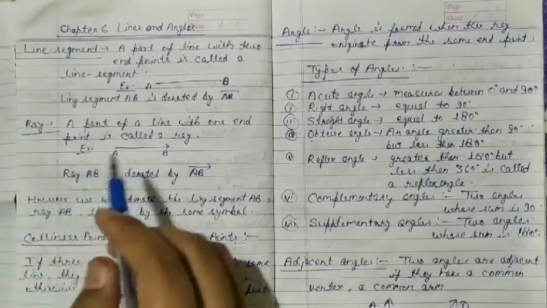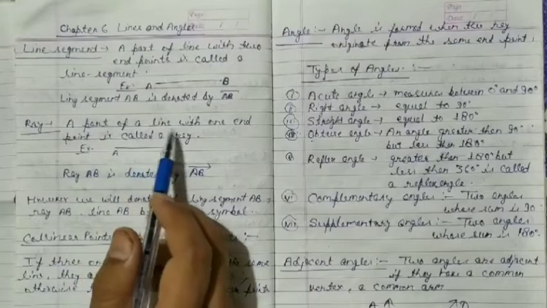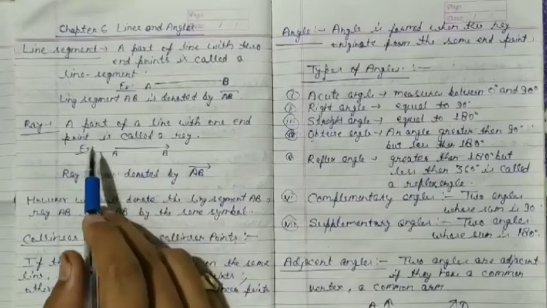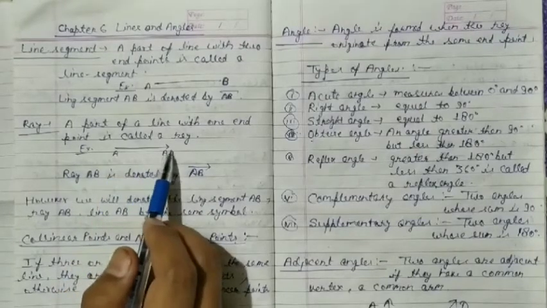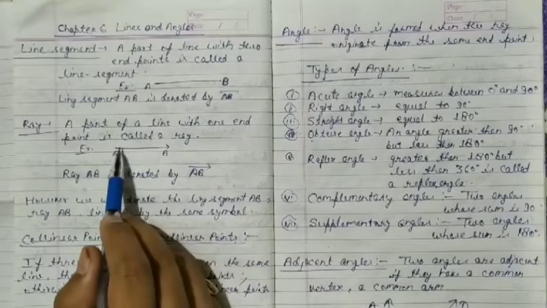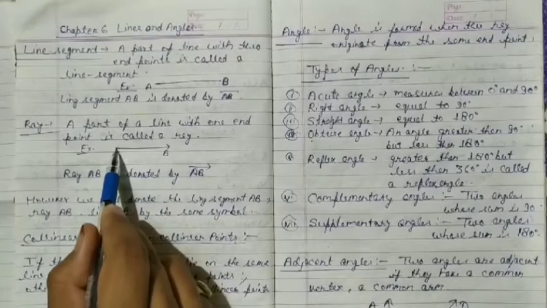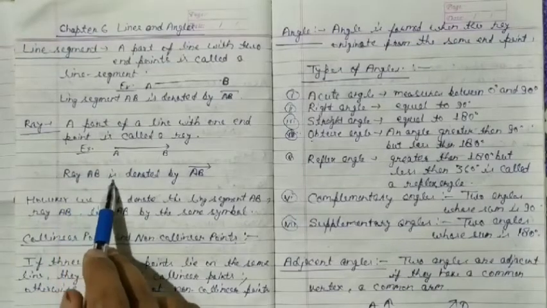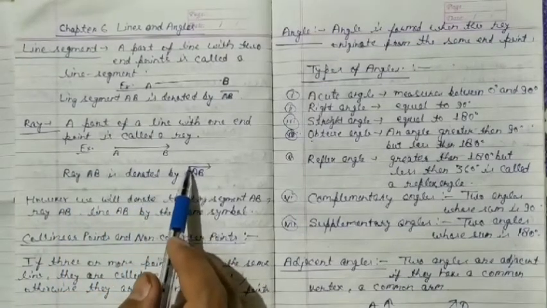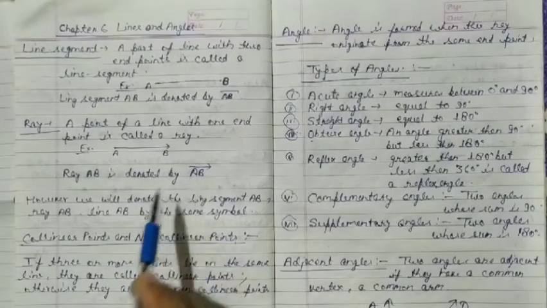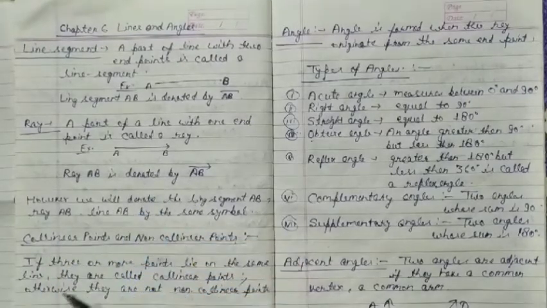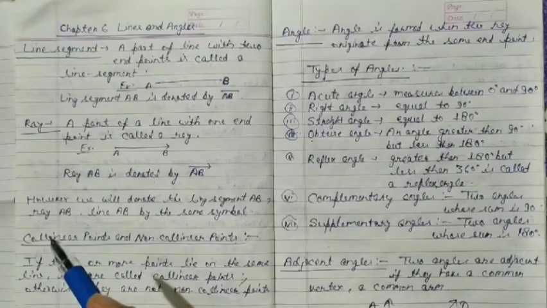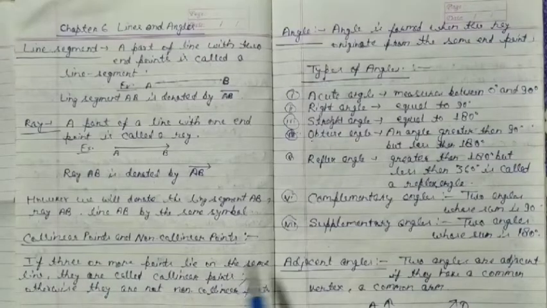Ray. A part of a line with one endpoint is called a ray. Example: this is ray AB and this has only one endpoint. And ray AB is denoted by ray AB like this. However, we will denote the line segment AB, ray AB, and line AB by the same symbol.